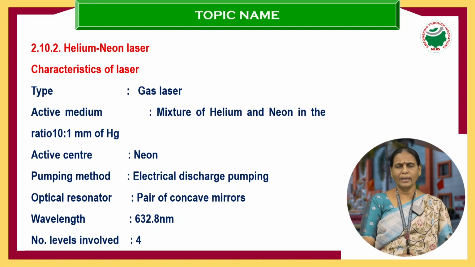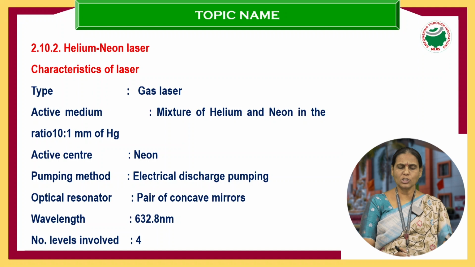Now, what are the main things? What is the introduction? You can write in a simple manner. Type: it is a gaseous laser. What is the active medium? Here it is a mixture of helium and neon, taken in the ratio of 10:1, that is, 10 helium atoms and 1 neon atom. And these two gases are filled in a glass tube. Now, the active center is neon.